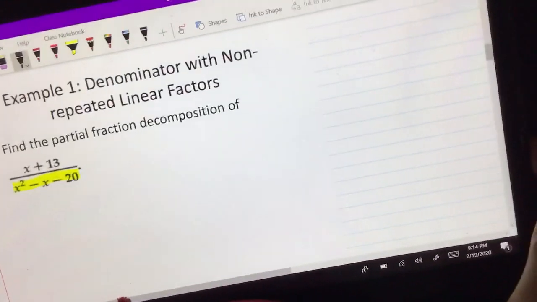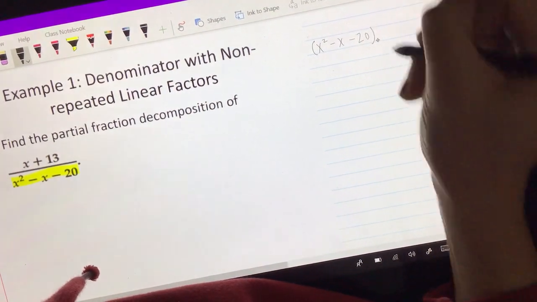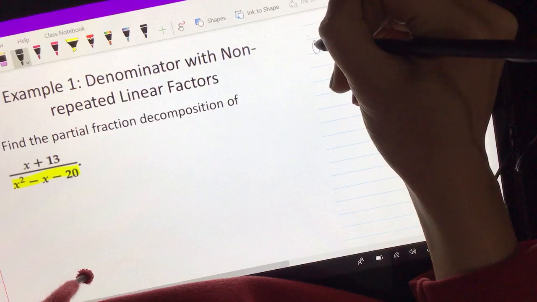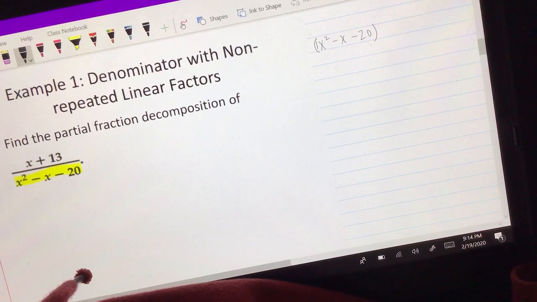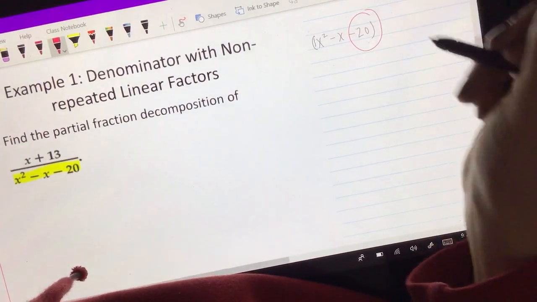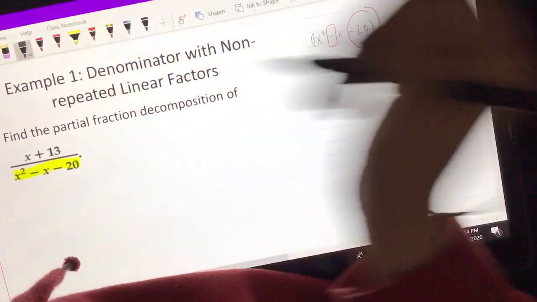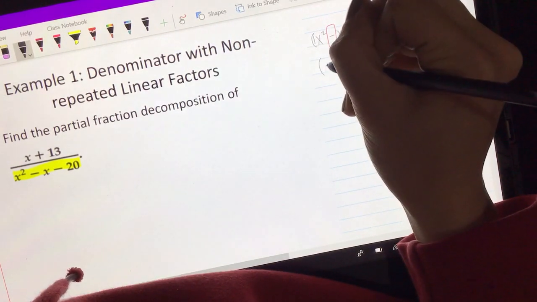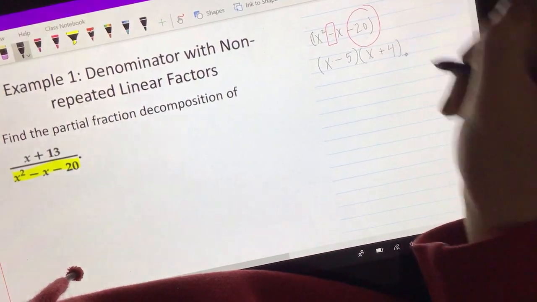So let's see. I have x squared minus x minus 20. To factor this, since a is 1, there's no greatest common factor, first off. So now I need to think of two numbers that multiply to give me negative 20 and add up to negative 1. Those two numbers would be negative 5 and positive 4. So we'll take those as our factors, x minus 5 and x plus 4.